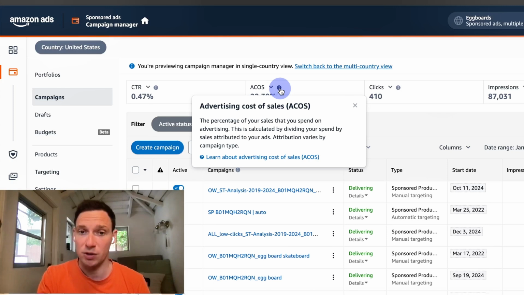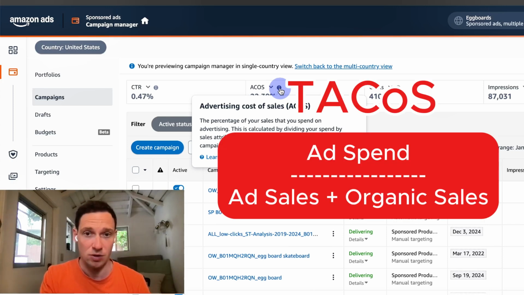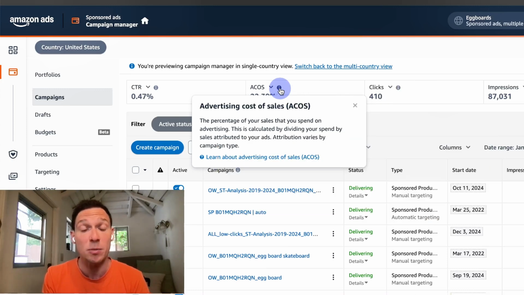Now, the total advertising cost of sales, or TACoS, is still the advertising spend, but it's divided by all the sales, the ones coming from advertising and the ones coming from organic sales or other sources. If you run your business on multiple platforms, your sales may also include the sales you get from Shopify, from eBay, from Etsy, from anywhere else, and that will make your TACoS number.